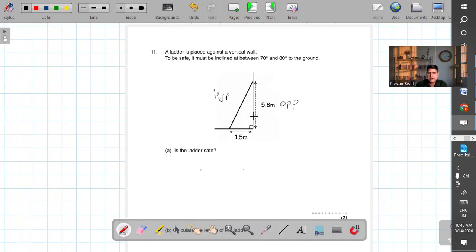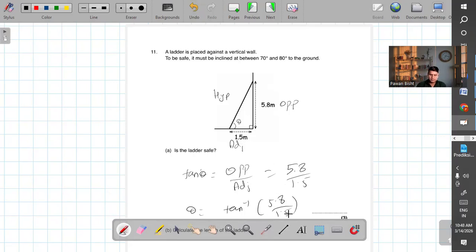So to find whether the ladder is safe or no, I will find the angle between these two. Let the angle be theta. So this is opposite, this is adjacent. I use tan theta equals opposite over adjacent. My mistake. Here they say to be safe, the angle should be between 70 and 80. It means we have to find this angle theta. Opposite over adjacent. So opposite is 5.8 over 1.5. So theta will be tan inverse 5.8 over 1.5.